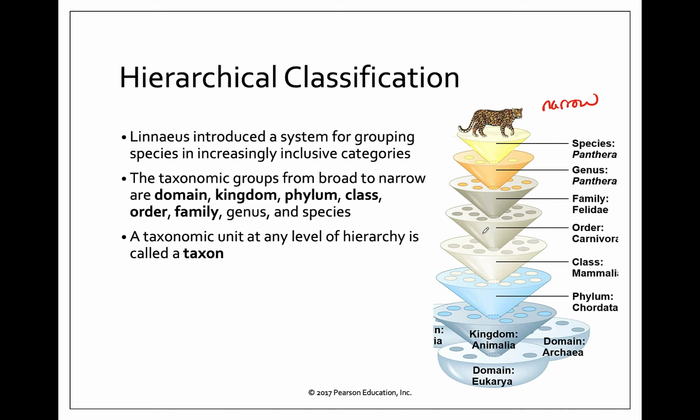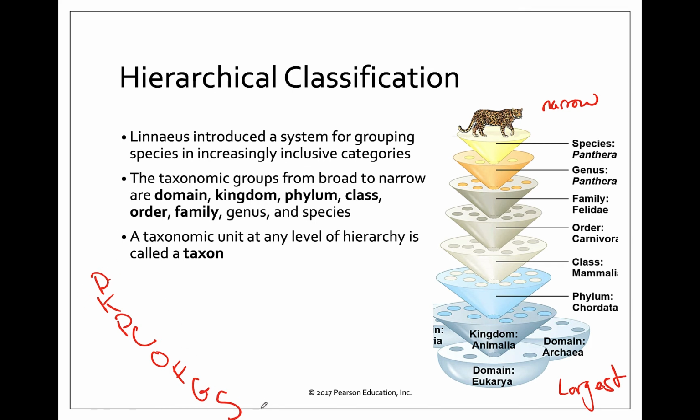And then orders that are closely related to each other will get grouped in the same class. Classes that are closely related to each other will get grouped in the same phylum. Phyla that are closely related to each other will get grouped in the same kingdom. And then there are only three domains, the domain Archaea, Bacteria, and Eukarya. So from this, domains are the largest, most broad group. So from biggest to smallest, it goes domain, kingdom, phylum, class, order, family, genus, species.